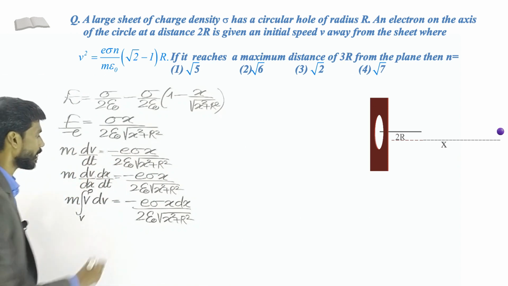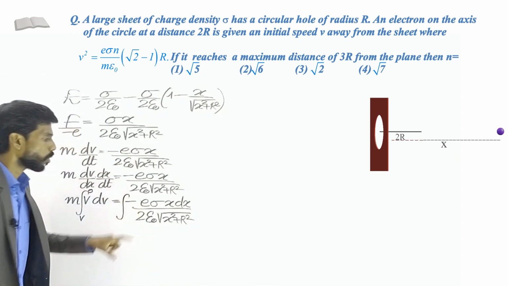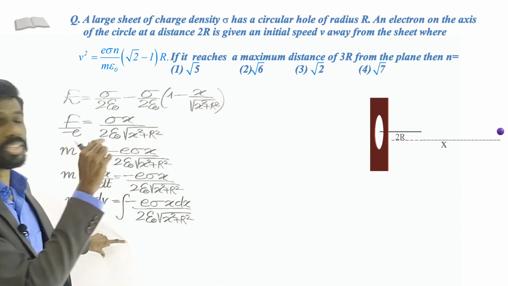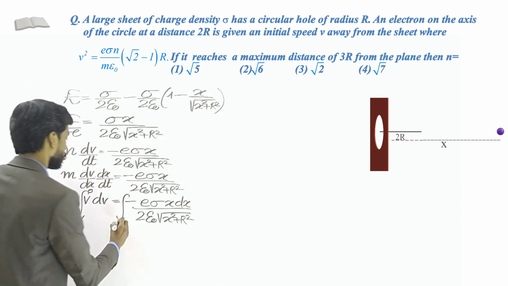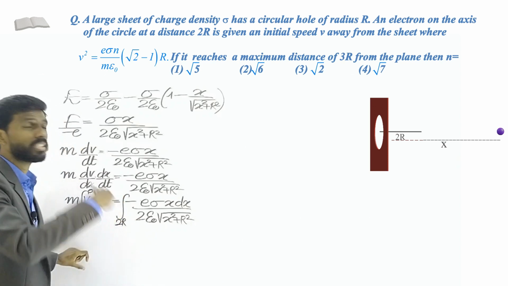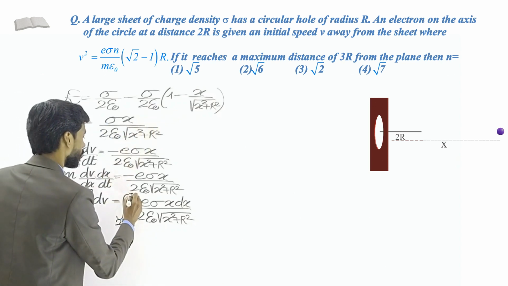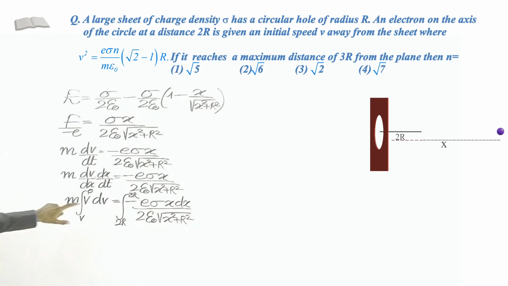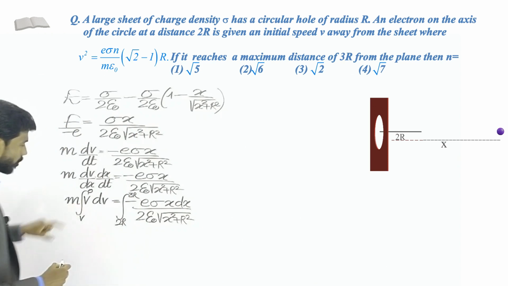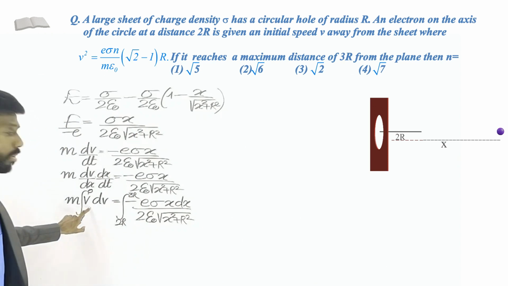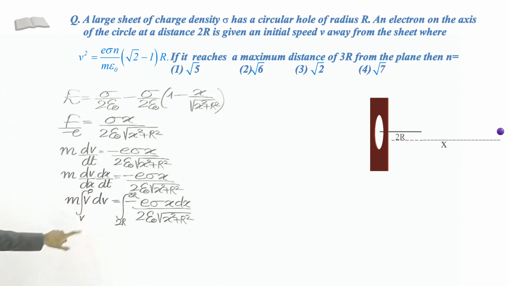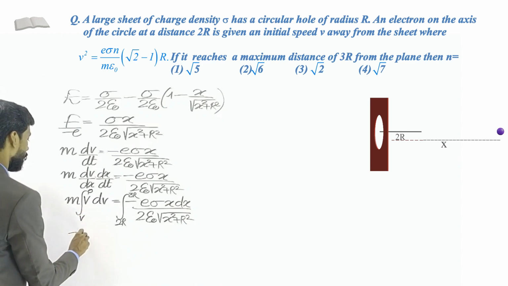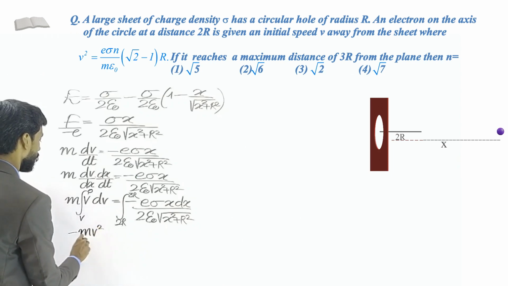Now for the right hand side, what is the initial value of x? It is initially at a distance 2r and it reaches a distance 3r. So just do the integration, you should be able to get the answer. The left side integration gives v squared divided by 2, so with the limits it becomes minus m v squared divided by 2.